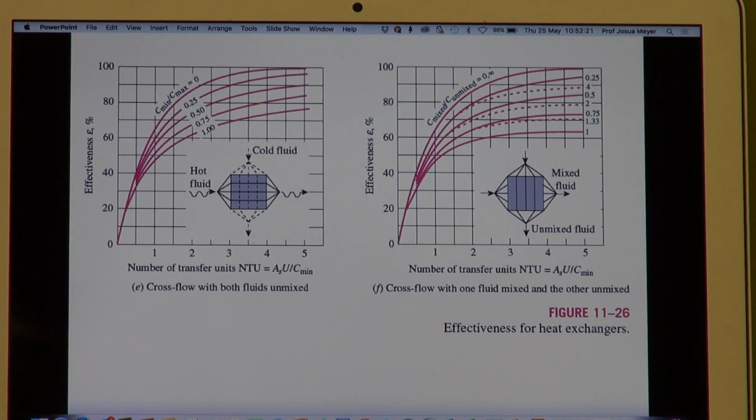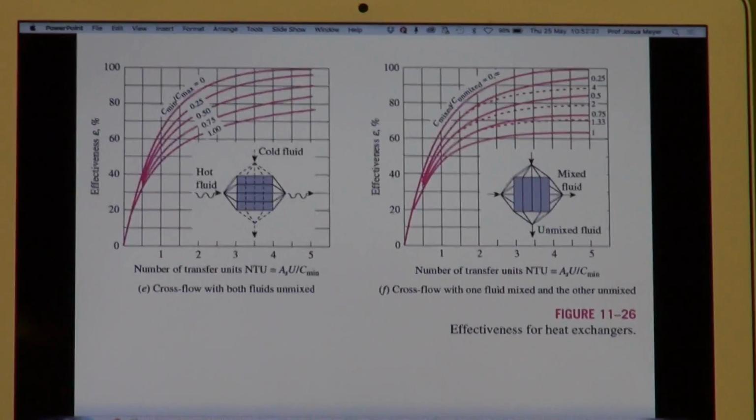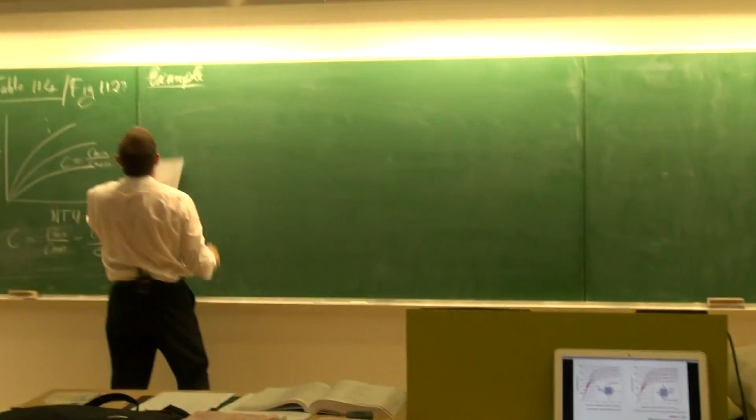Let's do an example, to apply the effectiveness-NTU method.